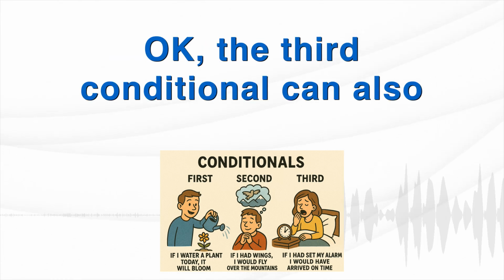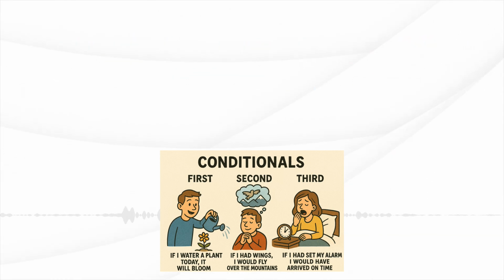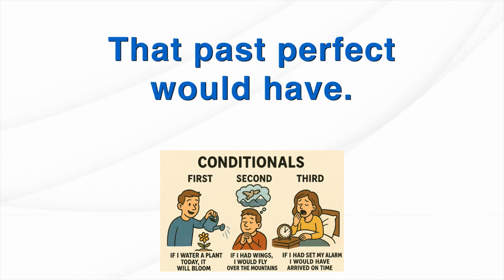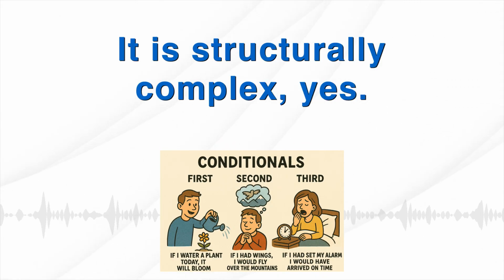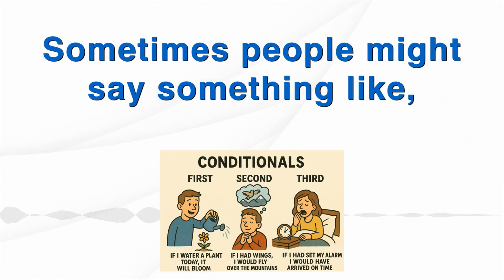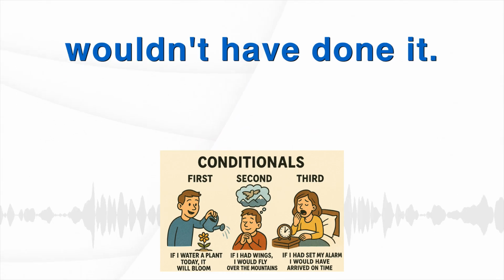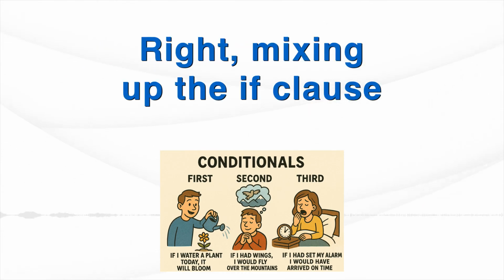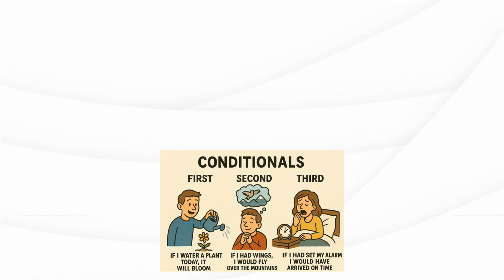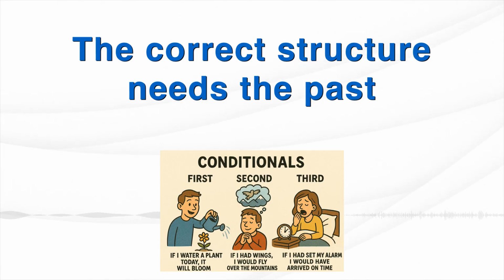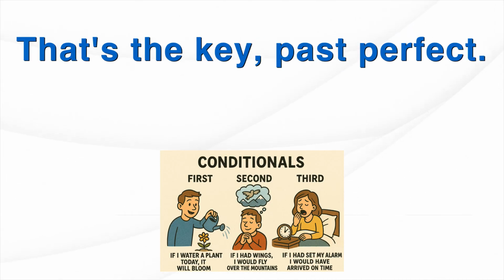Okay. The third conditional can also be tricky for many learners. That past perfect would have. It's complex. It is structurally complex, yes. Sometimes people might say something like, if I would have known, I wouldn't have done it. Right, mixing up the if clause structure again. This one can definitely make you pause. The correct structure needs the past perfect in the if part. That's the key.